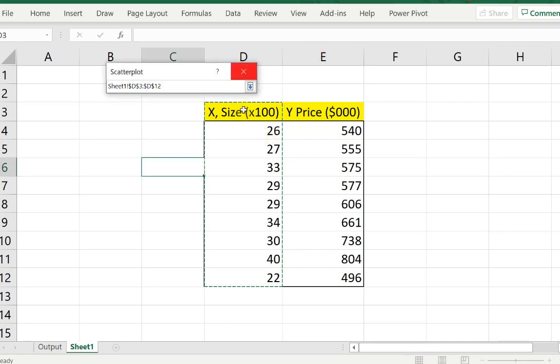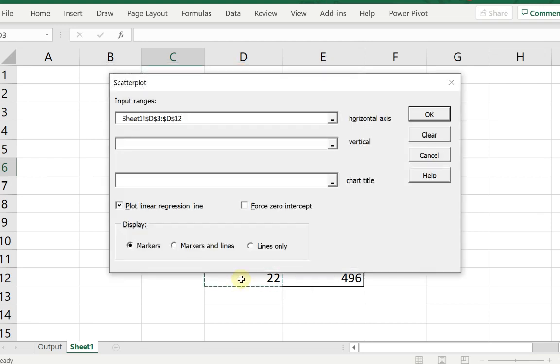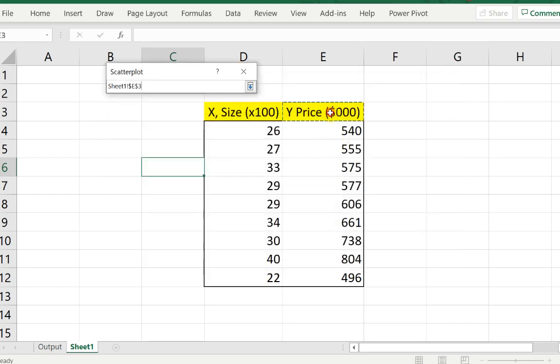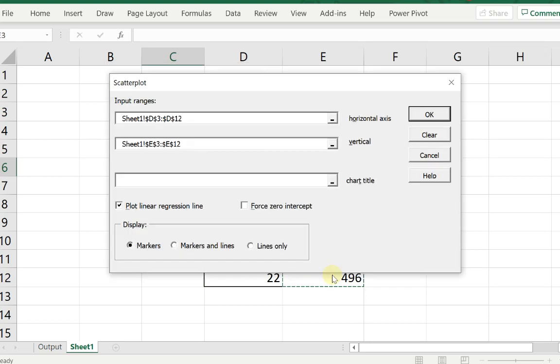Sorry, let me see. There you go. Enter. And then I'm going to go vertical axis. Include the label. Drag all the way. Enter. Now the chart title, I didn't give it a title. You can give it a title that you like.